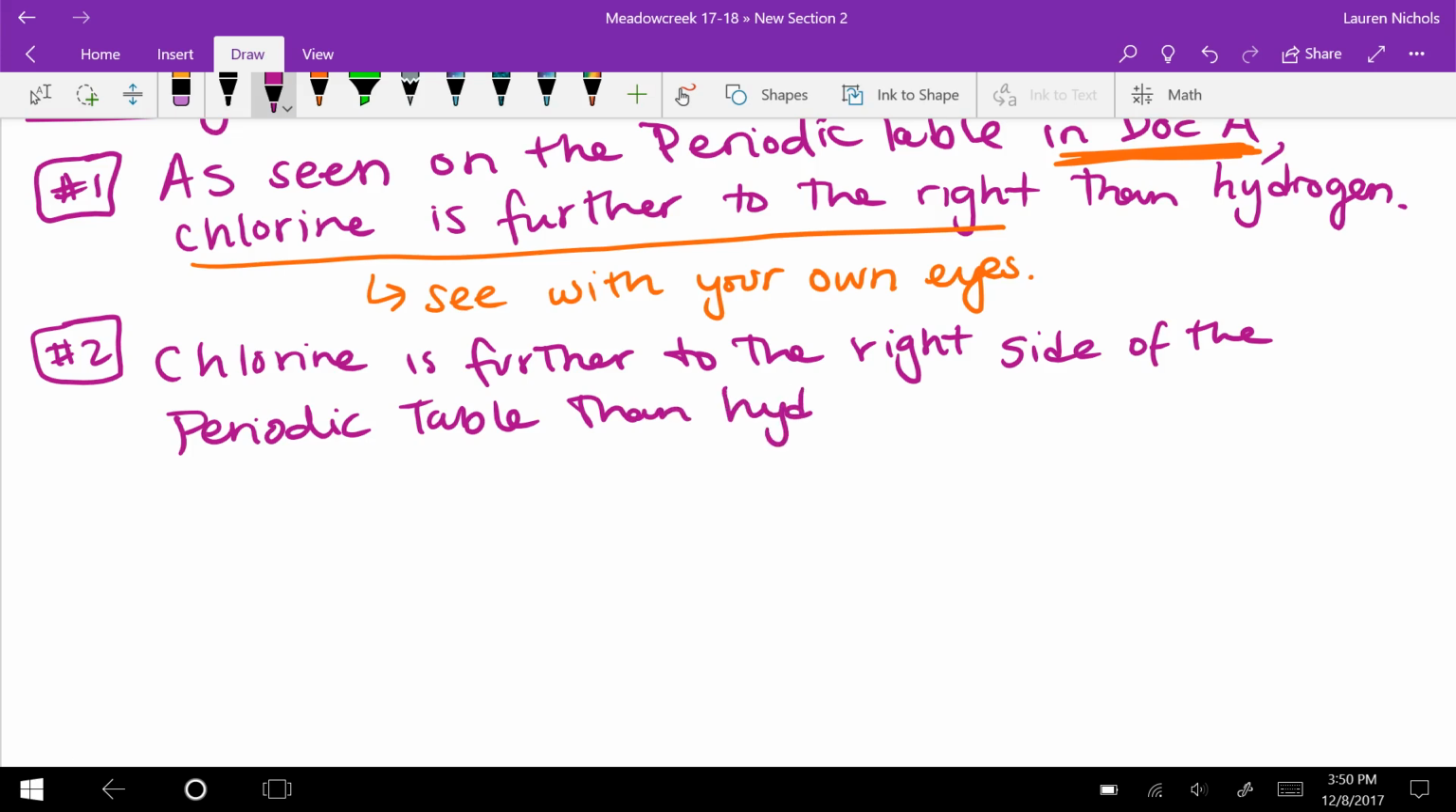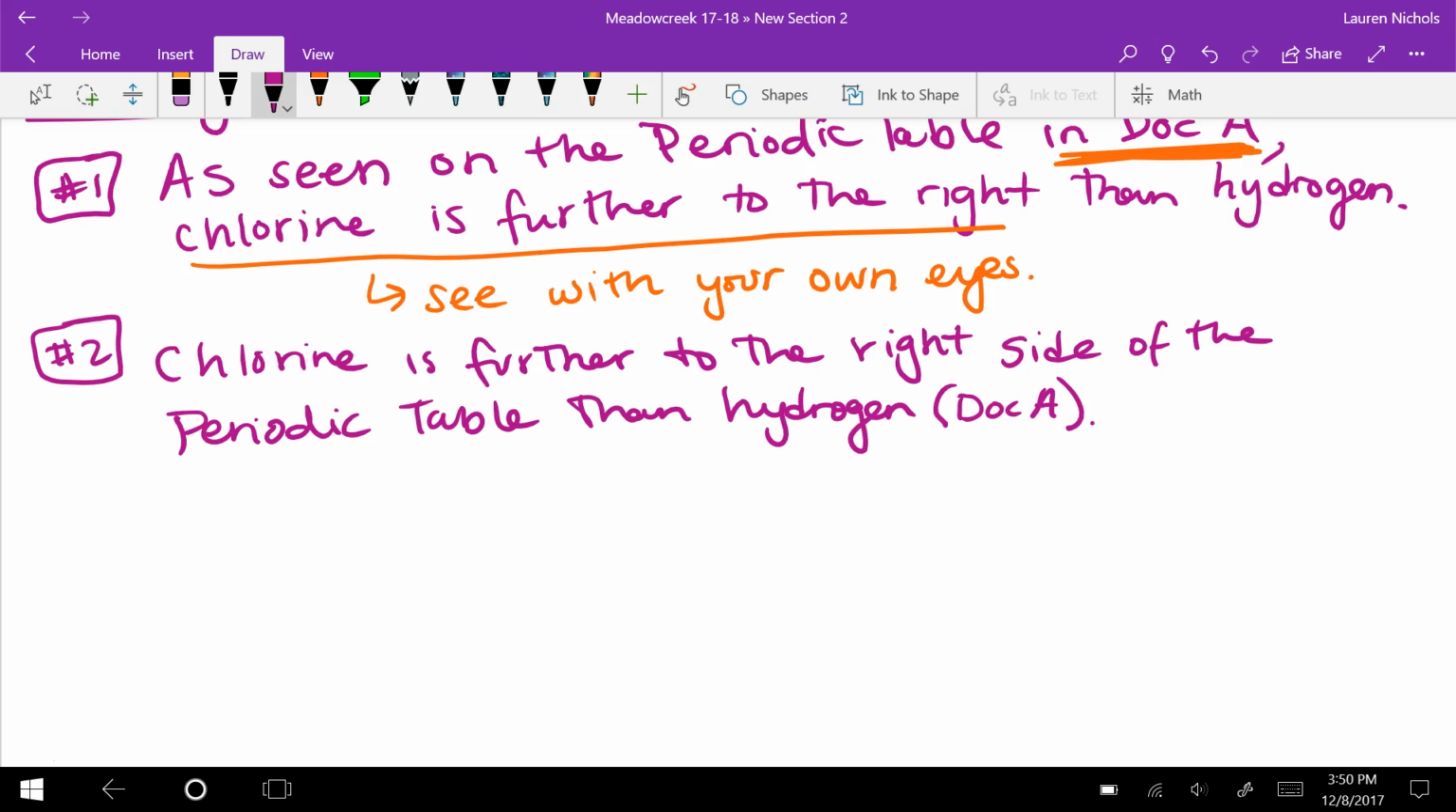Now that's exactly what I just said, but I didn't say "in document A." What I'm going to do is put "document A" in parentheses at the end of my sentence, and that implies that where I got this information, or how I know this evidence, is based on looking at document A.